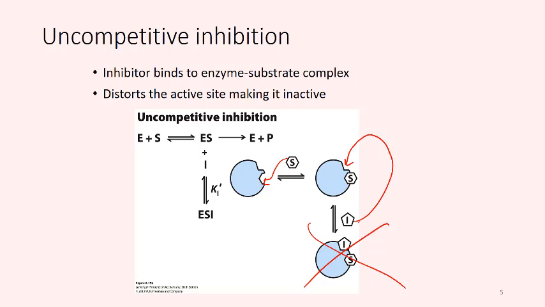Yes, Rashawn. It depends on the strength of the interaction. But in theory, with a competitive inhibitor, it's just taking the place of the substrate. It's not physically altering the conformation of the enzyme. And so that would also have an effect too.